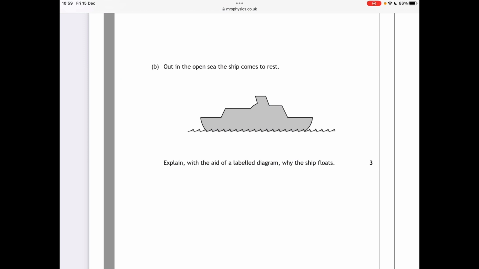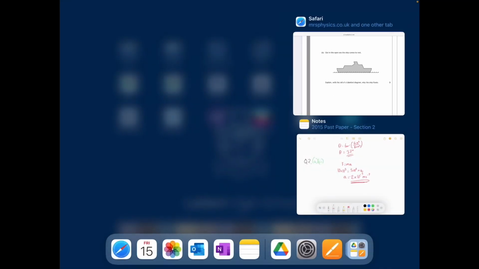Now our last one, which again is not overly focused on vectors, but it still does relate to the question, is we've got a ship out in the open sea, it comes to rest. Now remember, whenever you see rest, that means it's not moving, it's stationary. Explain with the aid of a labelled diagram why the ship floats. This will be quite a nice, easy one to do.